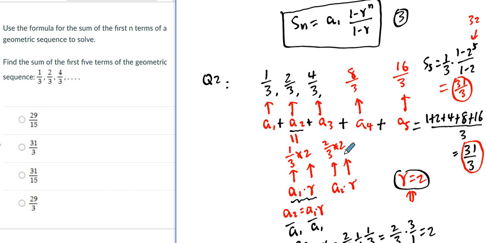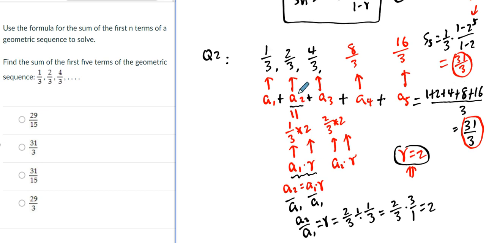But actually, when we are going to find out r, what we do need is the following term, a2, divided by a1. That's our formula. It's a2 divided by a1, or a3 divided by a2. Here I did a2 divided by a1. a2 is 2/3 divided by a1, a1 is 1/3. So you flip 1/3 to 3 over 1, the 3s cancel, and you have r is actually 2.